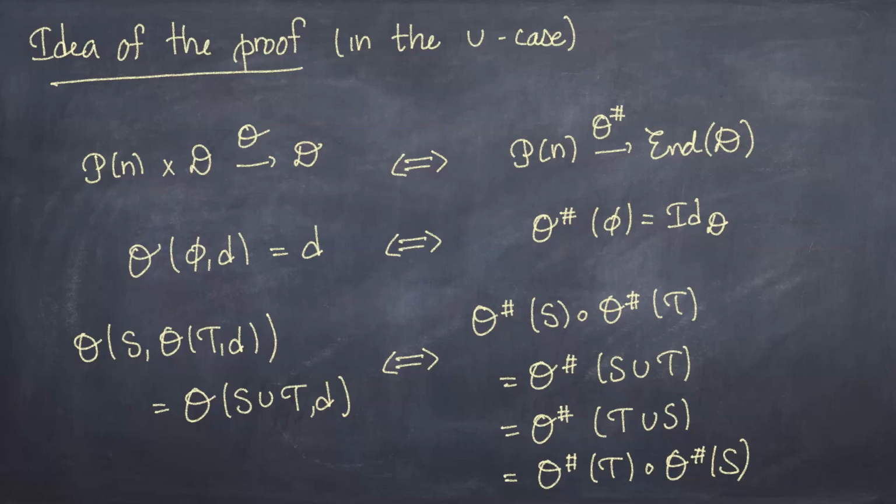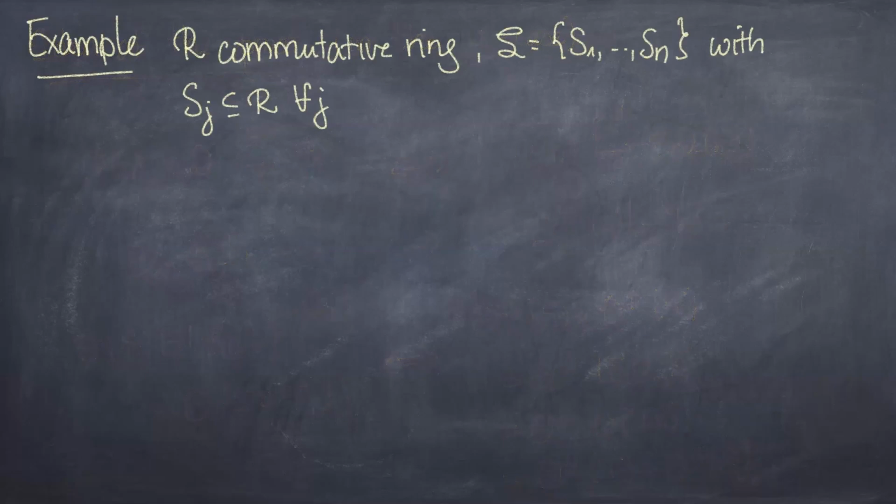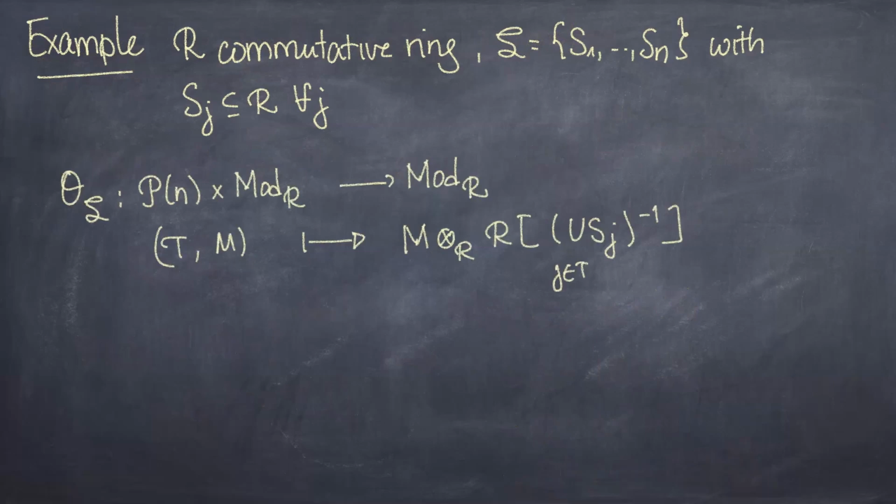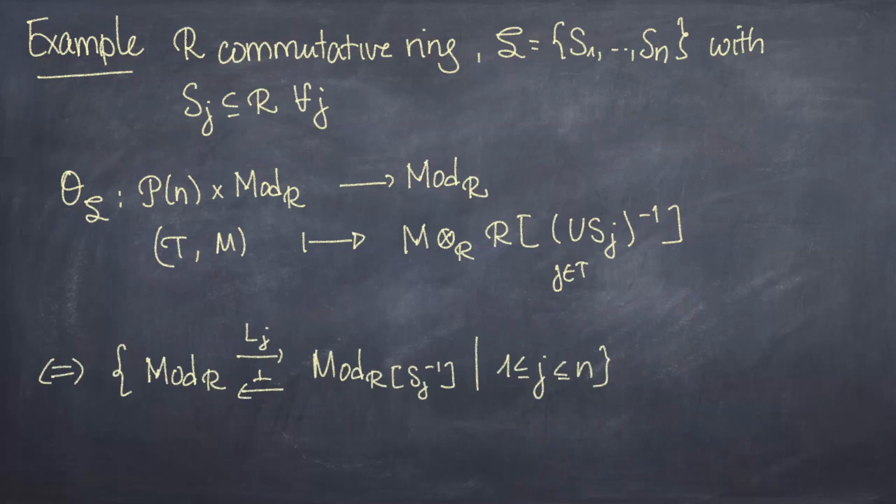And so from this analysis, we can deduce that it's enough to specify these n different strictly commuting localizations. So for example, we could take a commutative ring with different subsets of the ring. And from that, we can obtain a theta S that looks like this, where we would do the localization inverting various of the elements in R. And that's just going to correspond to having a collection of these localizations, where Lj is just going to be the localization that's inverting the Sj's. So this is one example of how we can get there. Of course, this is going to link back to isomorphism.